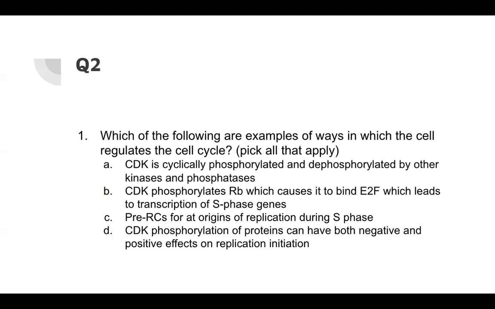Okay, so for question 2, which of the following are examples of ways in which a cell regulates the cell cycle? And there could be more than one choice.